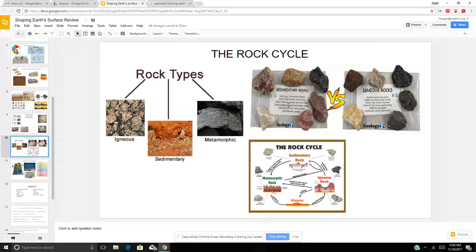And igneous rocks, depending on how quickly they have been cooled, are either shiny, they might have crystals, or they can be like pumice and have little holes in them. And we talked about metamorphic rock.